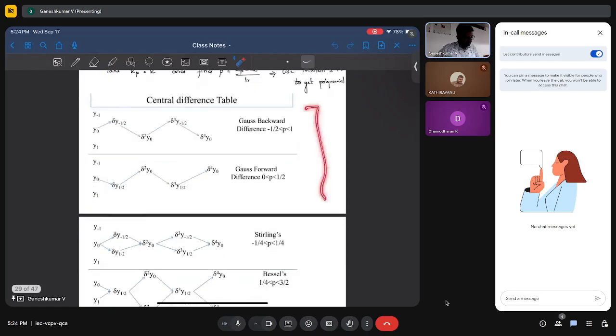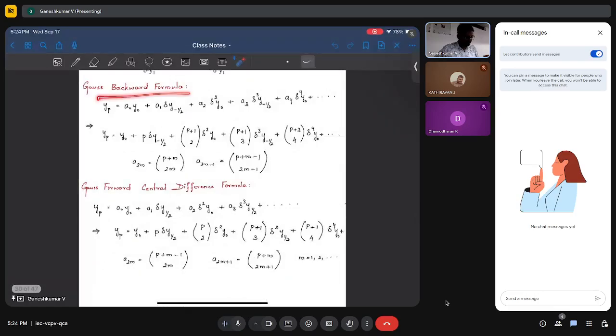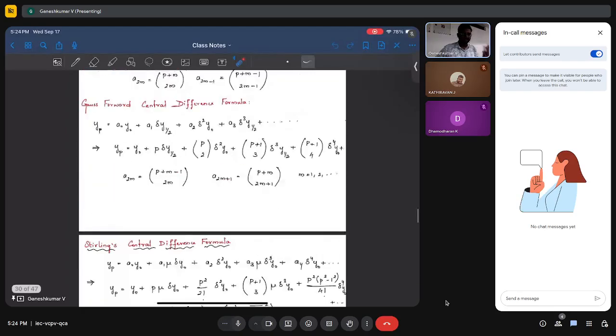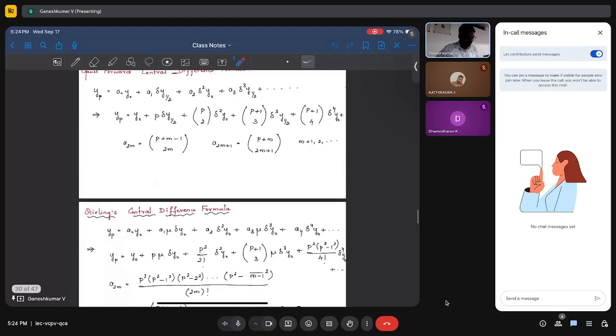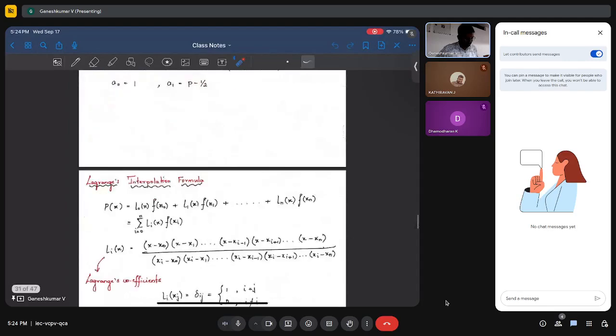And then the central difference table, the forward, backward. Each of these interpolation formulas has its own formula. Based on the question, you just apply different formulas. For everything you construct the table first. Likewise Stirling's formula, Bessel's formula, all these things.